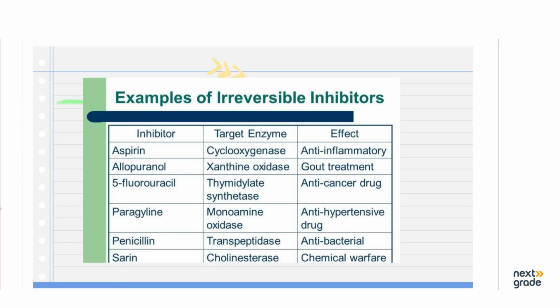So let's look at the examples of the irreversible inhibitors, right? Remember that the irreversible inhibitors are those which occupy the active site by destroying the globular structure of the enzyme, right? They form the covalent bond.